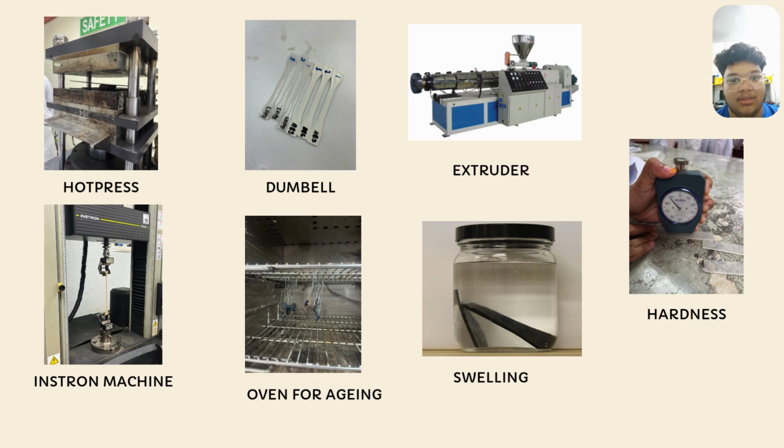The swelling test submerges a polymer sample in a solvent to measure how much it expands or swells when exposed to liquid, providing insight into chemical resistance. Lastly, hardness testing involves pressing a durometer against the material surface to measure the resistance to indentation, with multiple readings taken to ensure accurate results.